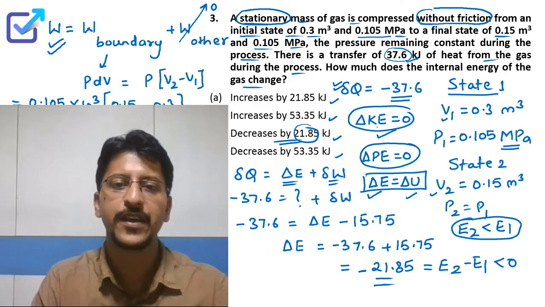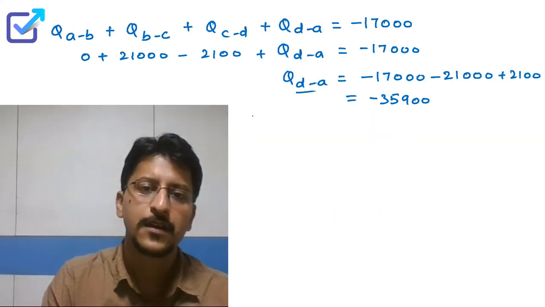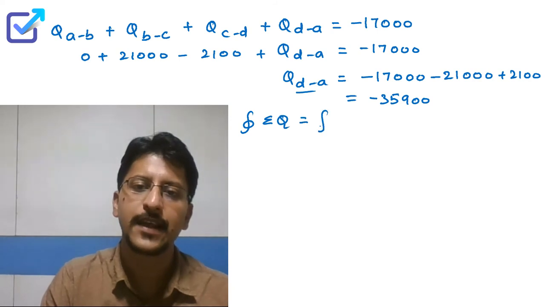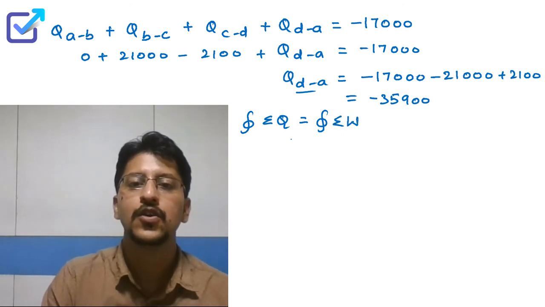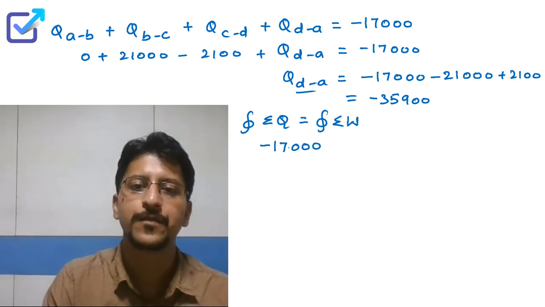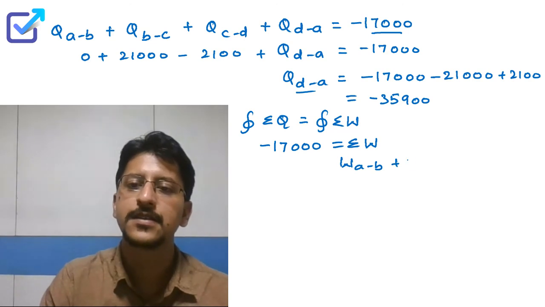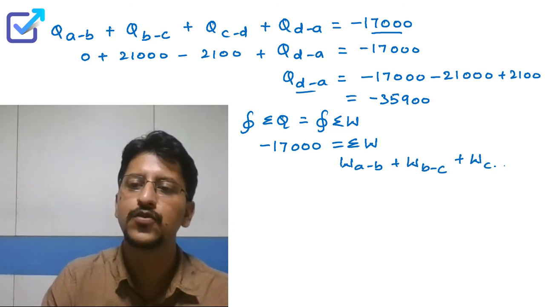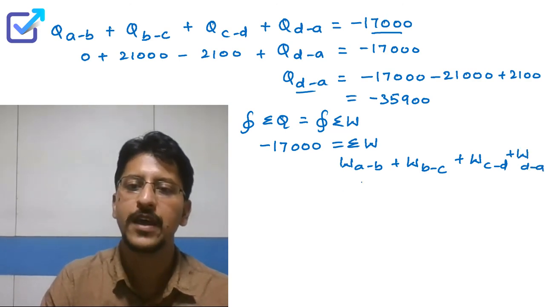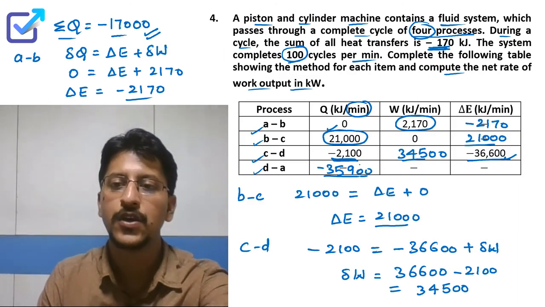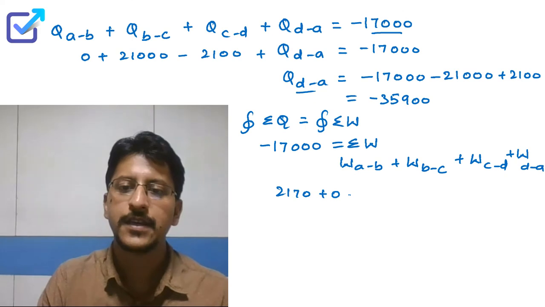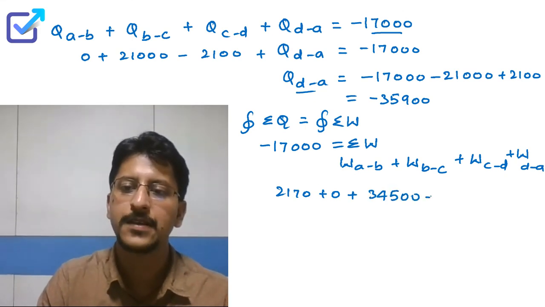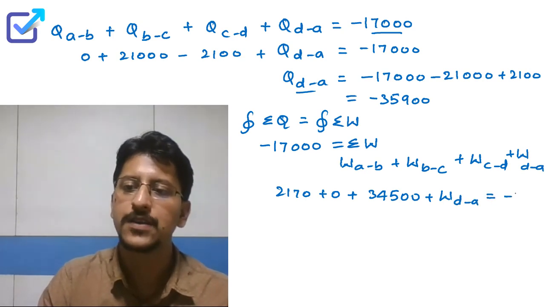Now since this is a cyclic process, we can use one concept here, that is, the cyclic integral of del Q will be equal to the cyclic integral of del W. Clear? So this value we already know, this is minus 17,000 because this is the overall heat transfer, and this will be equal to your W as well. So this can be written as W A to B plus W B to C plus W C to D plus W D to A. Just writing these values, the work transfer for A to B is 21,700. For B to C it is 0, for C to D it is 34,500, plus work D to A, this we have to find out, and this is equal to minus 17,000.